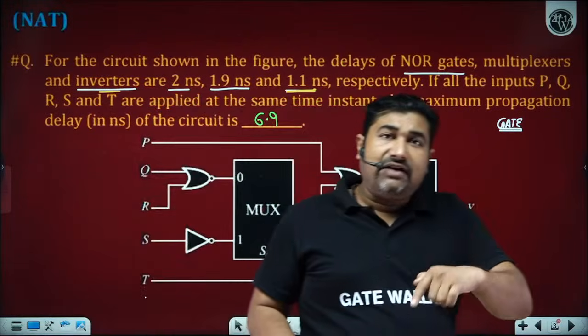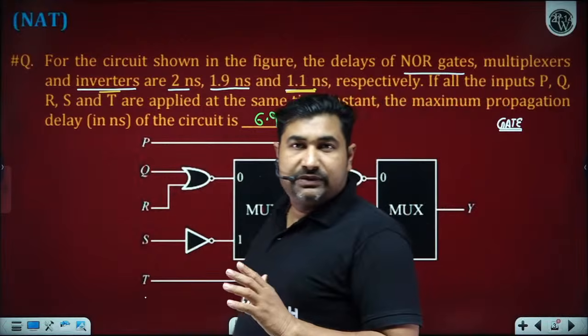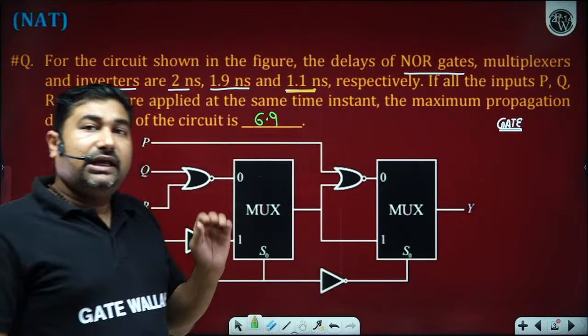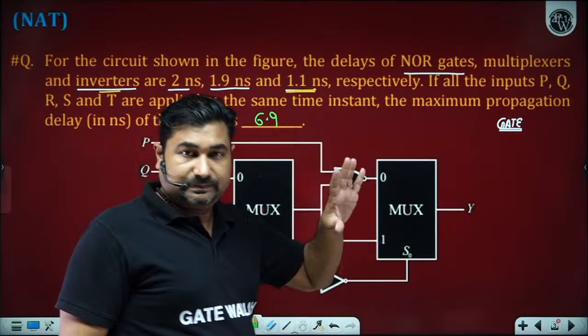In case they have given the inputs, like if they give P equals 0, then the delay will be different. In case they give you T equals 0, then the delay will be different, because if any circuit input we know, then we have to calculate accordingly.